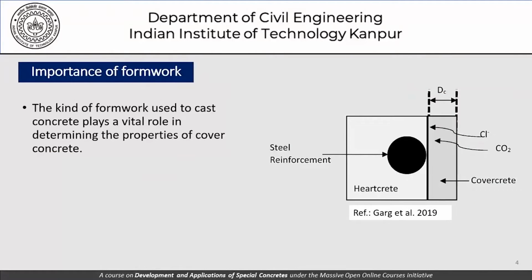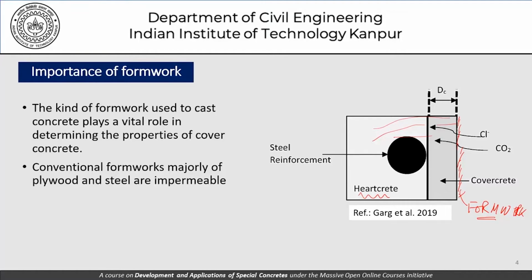So basically the kind of formwork used to cast the concrete plays a vital role in determining the properties of cover concrete. You will recall that as far as construction is concerned, how we do it is we put a formwork here, and against this formwork we cast this entire concrete with the reinforcement of course inside it. So the properties of this formwork are an important factor that determine the properties of cover concrete, and also the fact that how different the properties of this cover concrete will be from what we are calling hardcrete here.